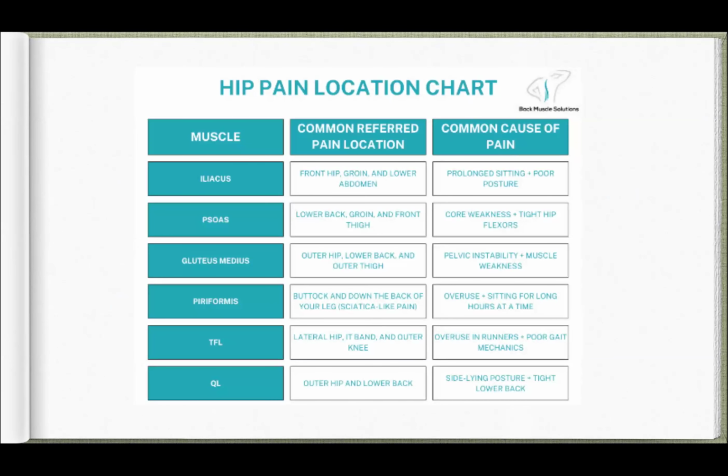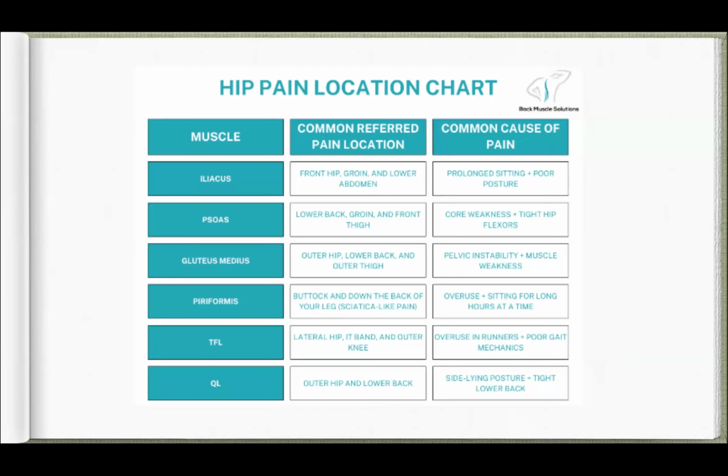The muscles that can cause hip pain are iliacus, psoas, gluteus medius, piriformis, tensor fasciae latae, and quadratus lumborum. Iliacus, the common referred pain location is front hip, groin, and the lower abdomen, and the most common cause of pain is prolonged sitting and poor posture. Psoas, lower back, groin, and front thigh are the common referred pain locations, and the most common cause is core weakness or tight hip flexors.